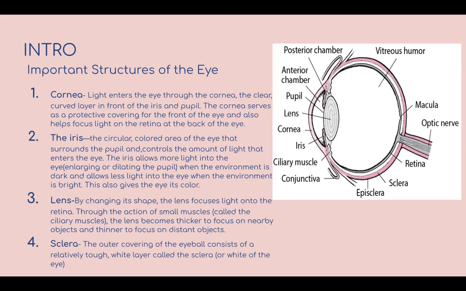Secondly, we have the iris. That is the colorful structure of the eye that changes the shape of the pupil to allow for different amounts of light to enter the inner eye. The iris allows more light into the eye when the environment is dark and allows less when the environment is bright. Thirdly, we have the lens. That's like the transparent orb within the eye that refracts light to the retina of the eye. The lens becomes thicker to focus on nearby objects and thinner to focus on distant ones. Fourthly, we have the sclera, and that's basically the protective white outer covering of the eye.